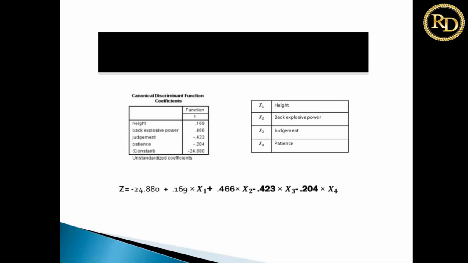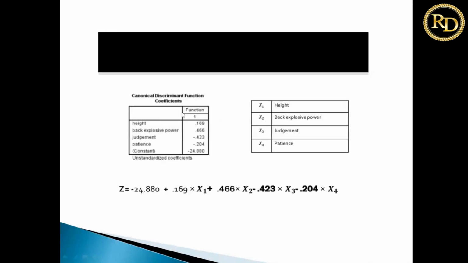Now these are the coefficients of the discriminant function. These are the main variables which are having discriminatory power to discriminate between the bowler and the batsman. That is height, back explosive power, judgment, and patience. And these are the coefficients. On the basis of these coefficients, we can form the discriminant function like this.